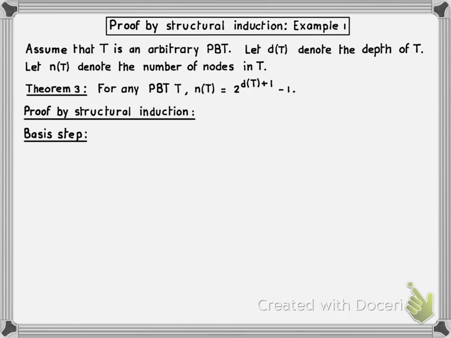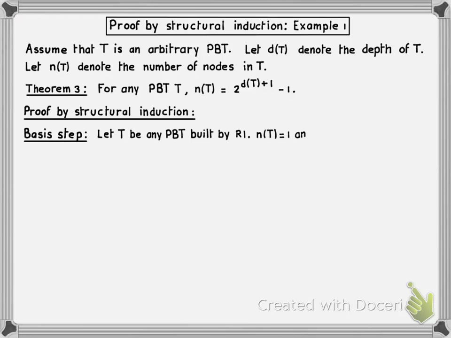Always remember to start with the basis step, which is to prove the property P for all the trees that are produced by the base rules. Here there's only one base rule, that's R1. So let T be any perfect binary tree that is built by R1. What's the total number of nodes in that tree? Well, of course it's 1, since all the trees produced by R1 are single node trees.